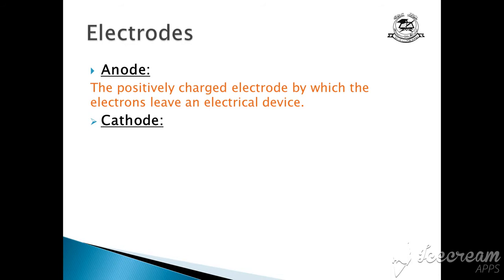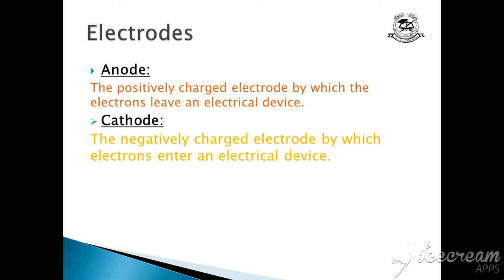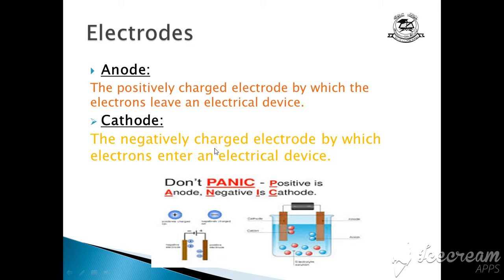What is anode? Anode is positively charged electrode by which the electrons leave an electrical device. Cathode is negatively charged electrode by which electrons enter an electrical device. It means anode is attached to positive terminal of a battery and cathode is attached to negative terminal of a battery. And sometimes it happens students do not remember that anode is positive or cathode is negative. So learn this word, don't panic. Positive is anode, negative is cathode.